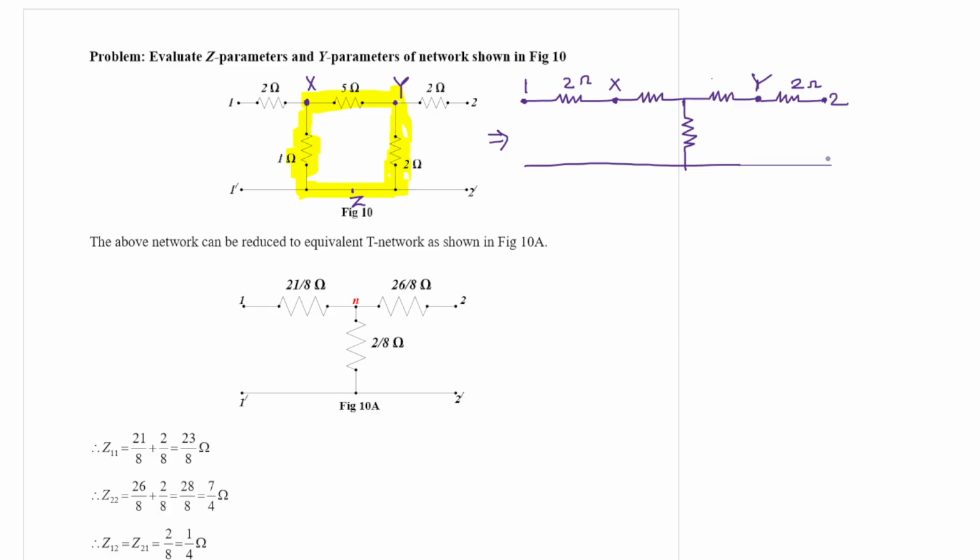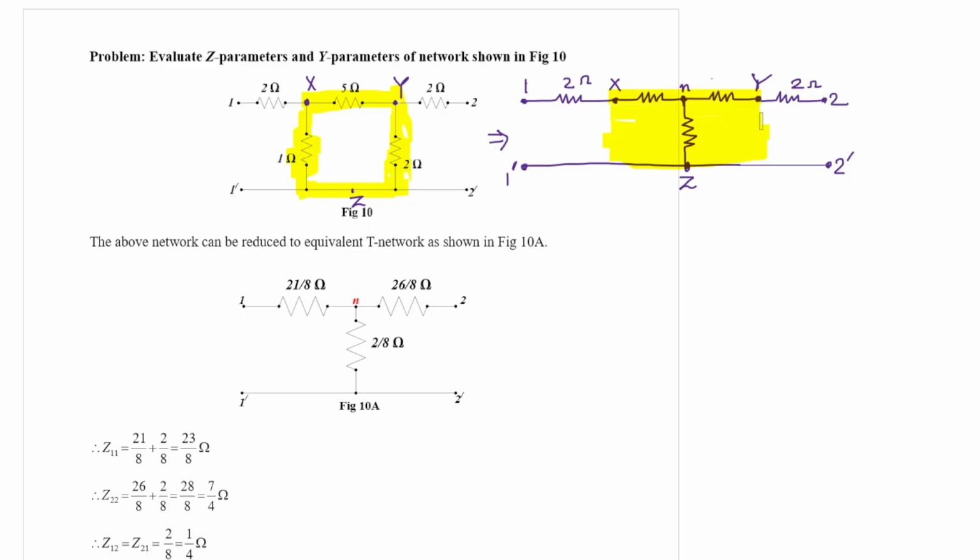So we can convert this type of thing. This is Z actually, and this new point becomes the neutral point N. So we can convert this equivalent pi to equivalent T. So you need to evaluate each of them individually.